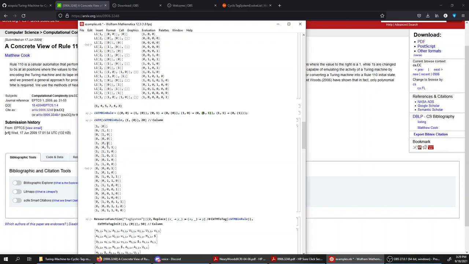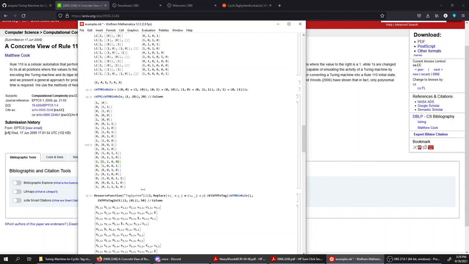One nice way to show this is to have the tape rotate, so that the head is always right next to the next symbol that's going to be read, which is what's happening in this one. Anyway, now we have to turn that into a tag system, which depends only on the first symbol and removes only two symbols.